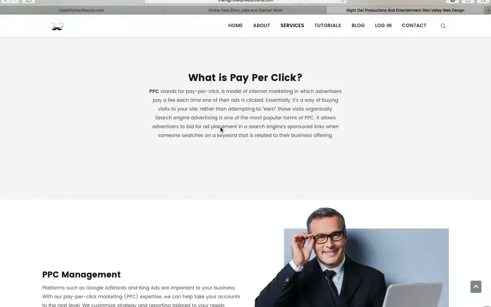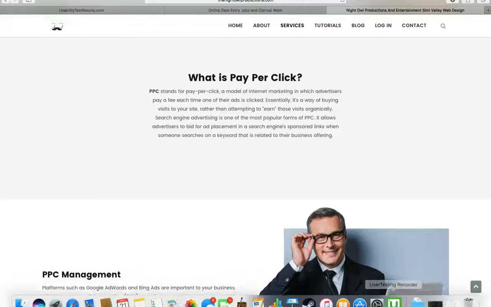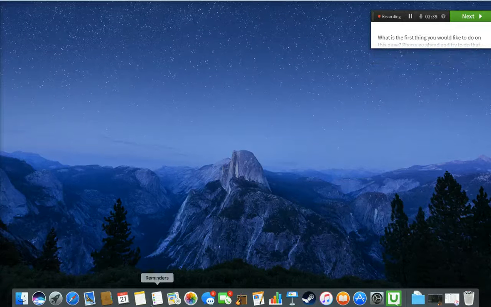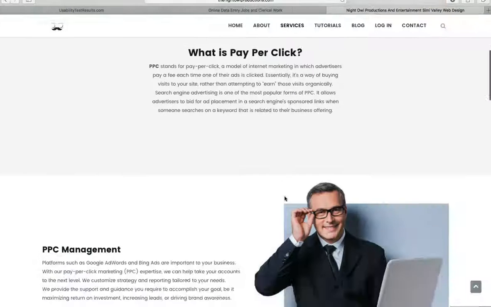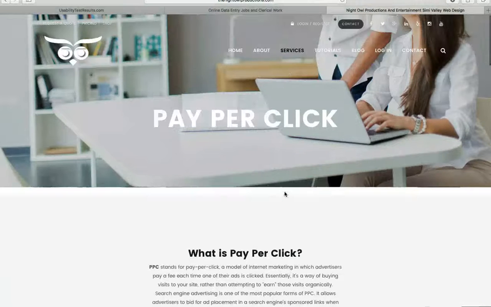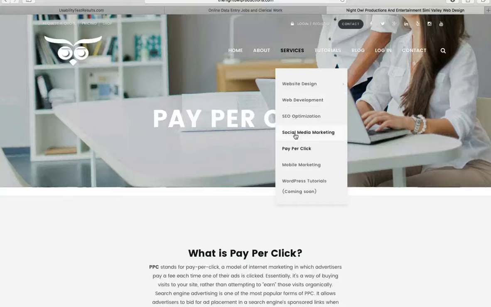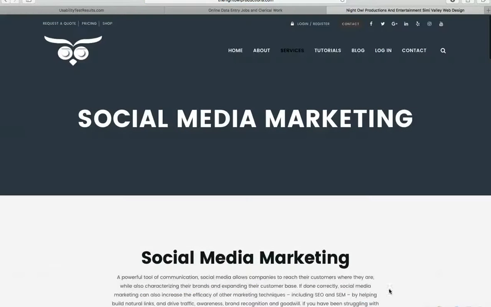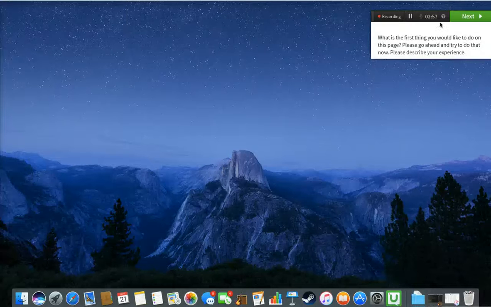What is pay-per-click? Okay. My experience, it was really good actually. This page is really well done, especially this page. All these are really nice pages. Okay, let's go to the next question. Yeah, it's a nice page too.